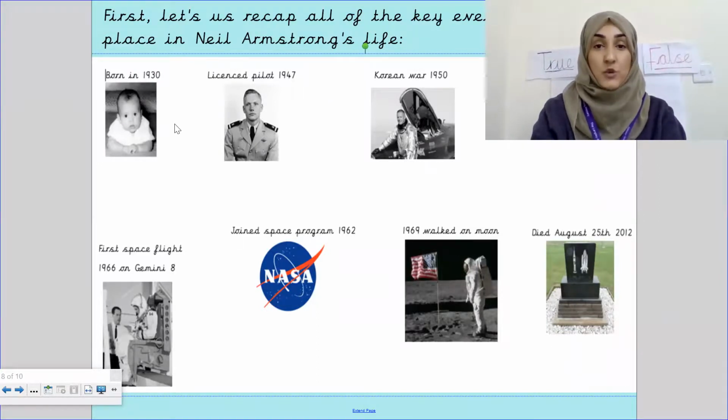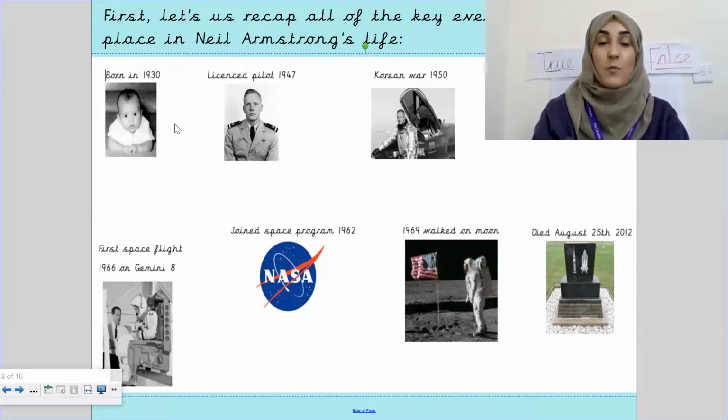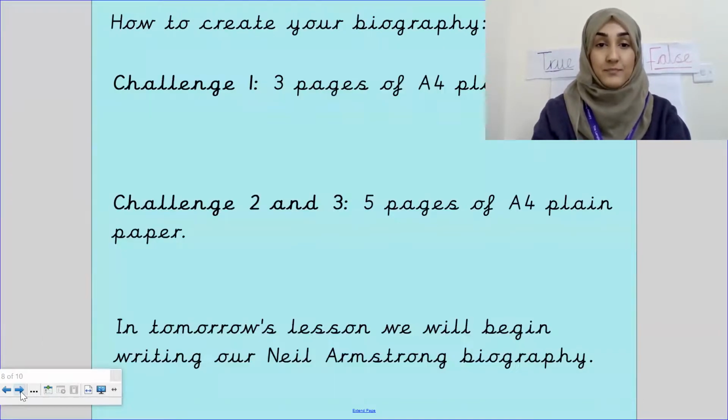Right. He set foot on the moon in July 1969. He walked on the moon. He died, very, very sadly, on August 25th, 2012. And we could even put in, which is not on this screen, his most famous quote, which was, who remembers? Have a good think. Well done. It was one small step for man, one giant leap for mankind. Well done, Morris. You have a very good memory.